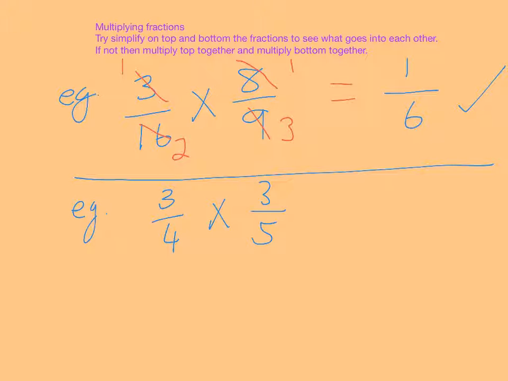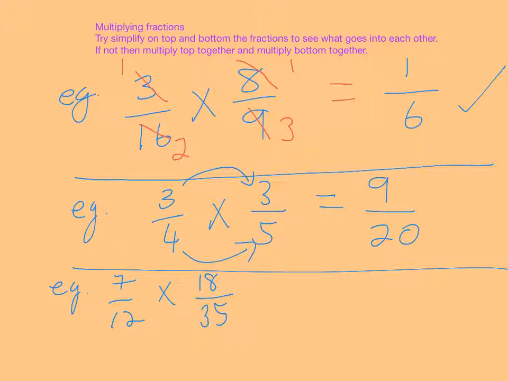So if not, then we just multiply the top together and multiply the bottom together. So multiplying the top together, we've 3 multiplied by 3, which is 9. And we've 5 multiplied by 4, which is 20. And that's as simple as that goes. There's no more cancellations. So that's a simple multiplication.